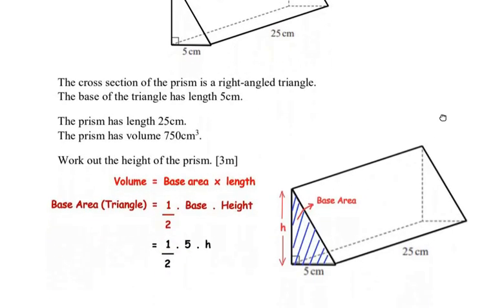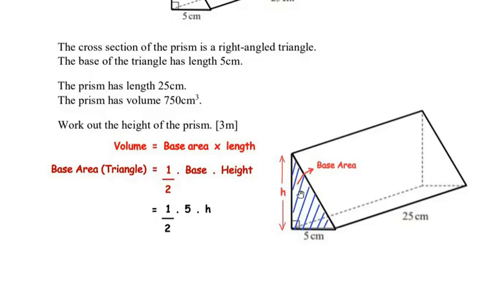So here we have redrawn the figure and the shaded region represents the base area, which is a right-angled triangle. And this represents the perpendicular height of the triangle and this is the base. Now since volume is given of this prism, we know that the volume of the prism is given by the formula base area times length. Now since the cross-sectional area is given as right-angled triangle, this becomes the base area and the length of the prism is given as 25 cm.